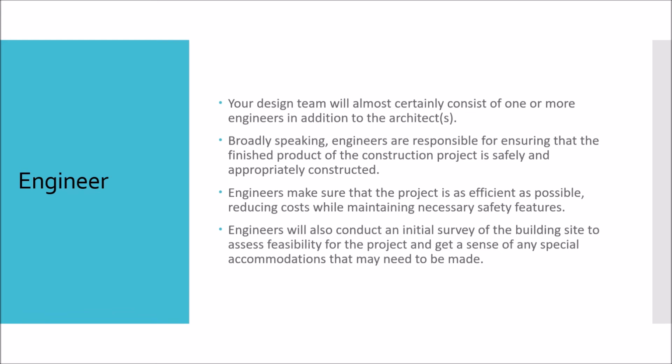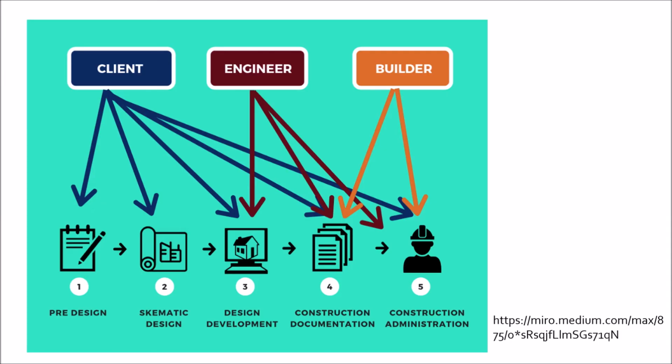Engineer makes sure that the project is as efficient as possible, reducing costs while maintaining necessary safety features. Engineers will also conduct an initial survey of the building site to assess feasibility for the project and get a sense of any special accommodation that may need to be made. There are three groups in this design process for the architect. The first is the client, and then the second one is the engineer, and the third is the builder.